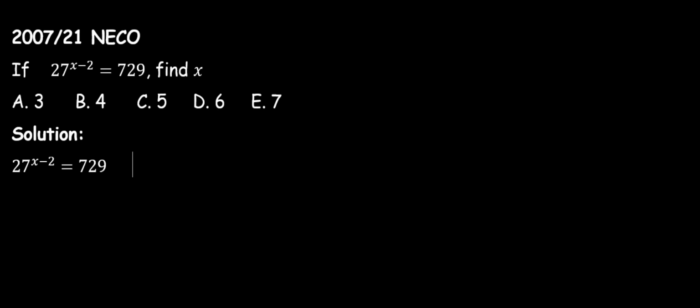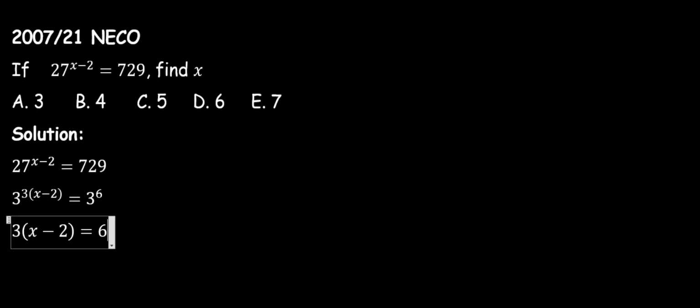In this case, if we look at 27, we know we can raise it to power 3 and 729. So we now have 3 raised to power 3. Then we introduce a bracket equals 3 raised to power 6. Since they are in the same base, we can equate powers. So we now have 3 into bracket open x minus 2 bracket close equals 6. We have just equated their powers.